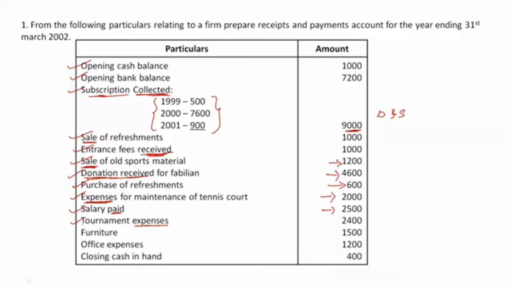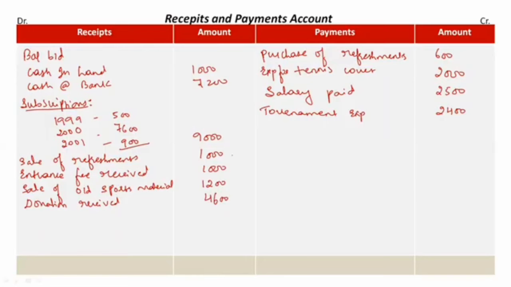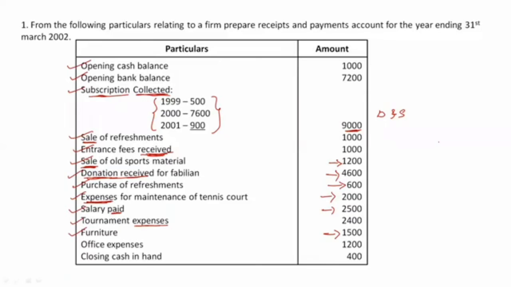Back to the question. We have furniture. Now what is meant by this? They have just given the word furniture. It's nothing but furniture purchased. If only an asset is mentioned, then it means that I am purchasing the furniture here. When I'm purchasing the furniture, I have to do the payment. So I'm paying for purchasing furniture worth rupees 1500. So I'll take it on the payment side as furniture purchased, rupees 1500. Back to the question. So this is done.